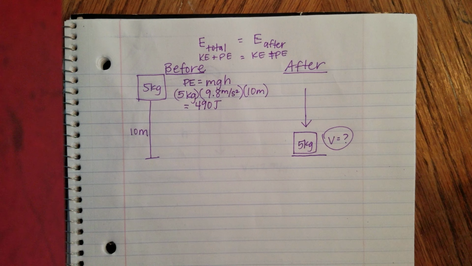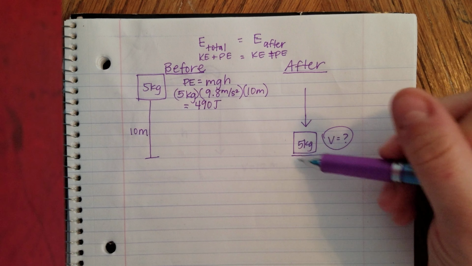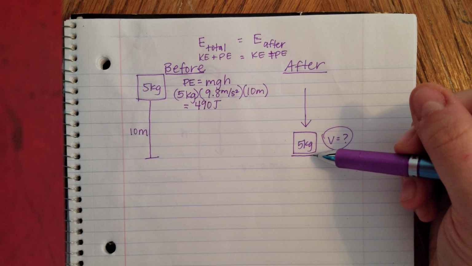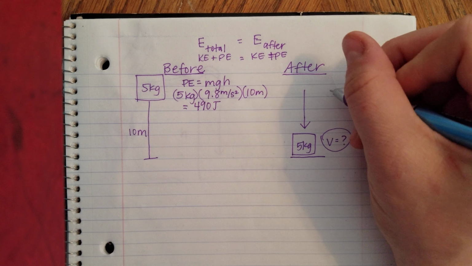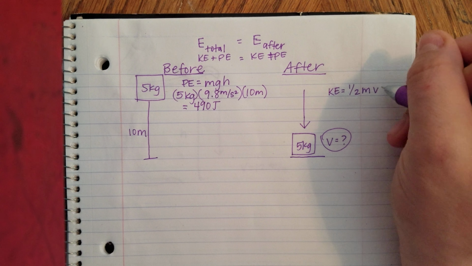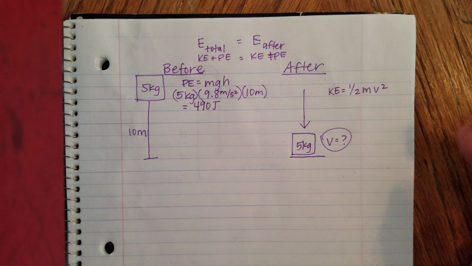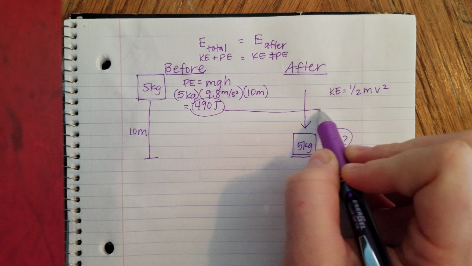Well, where did all of that energy go? It went into our kinetic energy. Right here at the end, we're going to assume that this is like right when it touches the ground. So there's no height at all. So there's no potential energy. It's just kinetic energy, which we know is 1/2 mv squared. And we know that all of this energy here went into this.